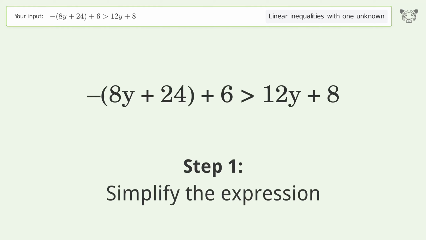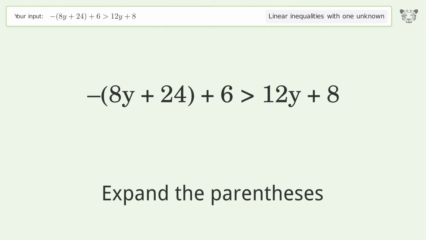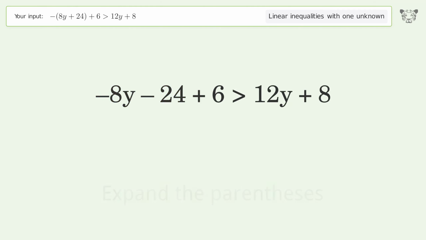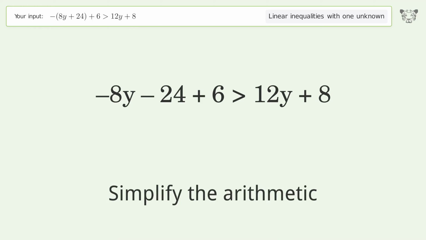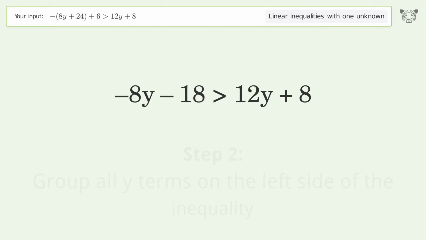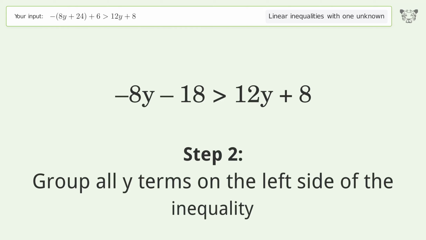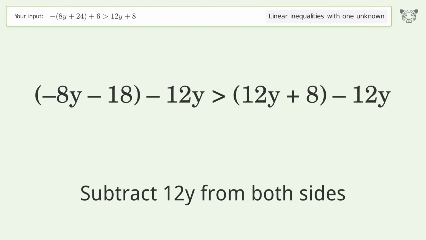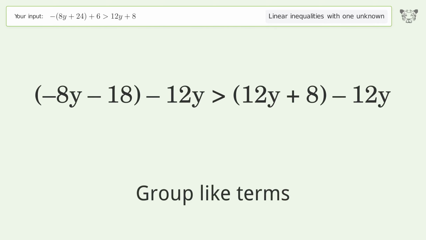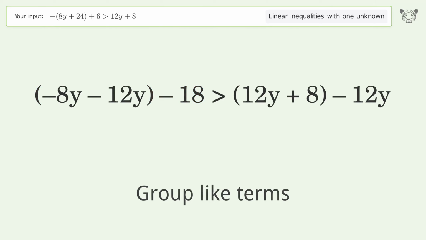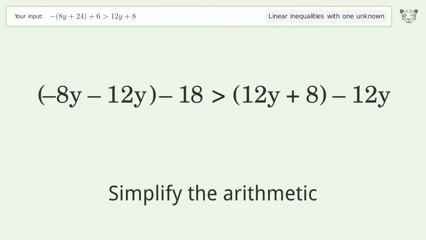Simplify the expression. Expand the parentheses. Simplify the arithmetic. Group all y terms on the left side of the inequality. Subtract 12y from both sides. Group like terms. Simplify the arithmetic.